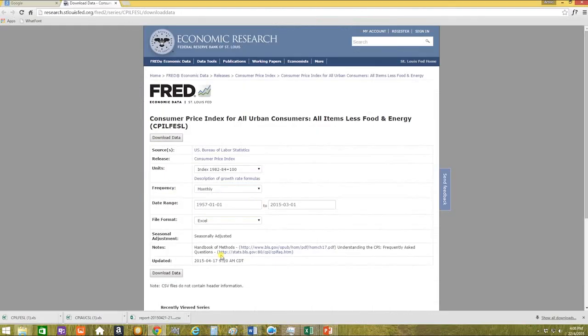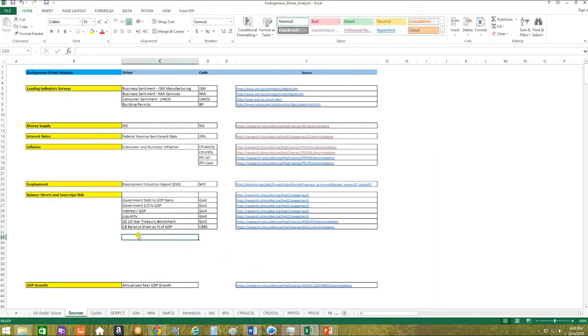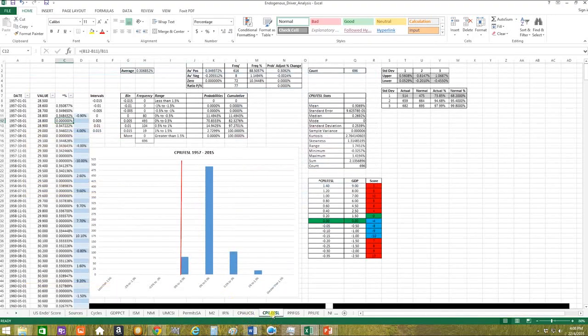Now if we go back over to the endogenous driver analysis spreadsheet, the one we want is the X food and energy, so CPI-L FESL, and you can see we have our columns in a similar format, similar setup to earlier. We have our date going up in increments of months. We have our CPI X food and energy value. We have our percentage changes, and we have our real quarterly GDP stats on an annualized basis.